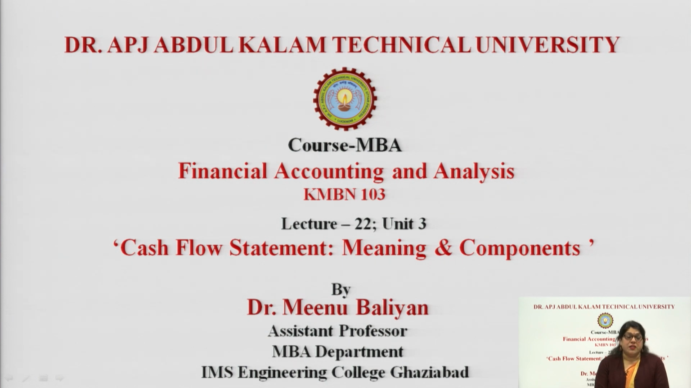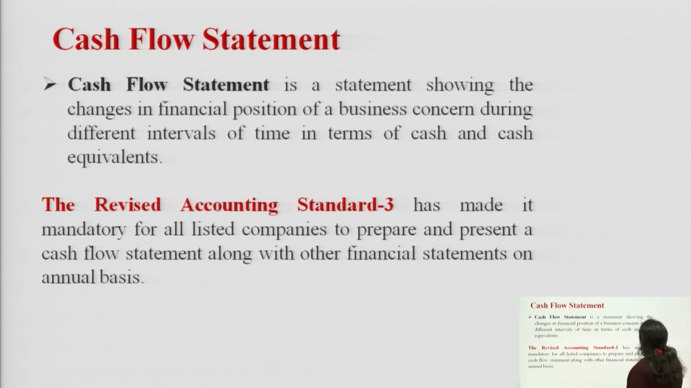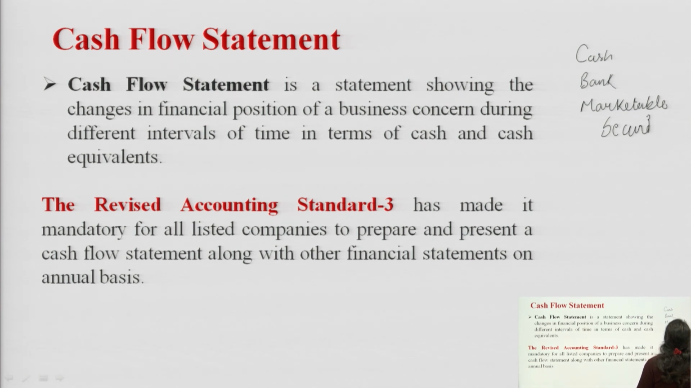There are three things which come under cash equivalent. The very first thing is cash, second is bank and the third is marketable securities. These things can be used in place of using cash. So, cash means cash or cash equivalent. Now, we will talk about the flow.